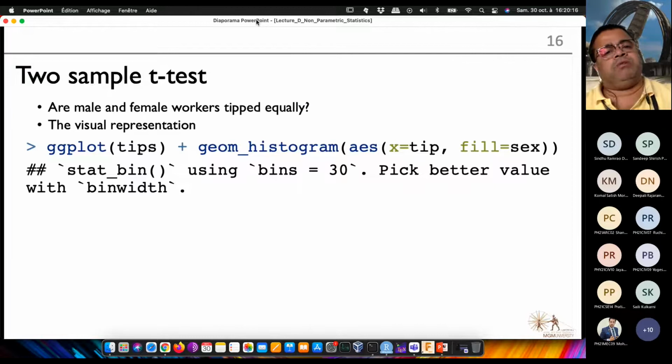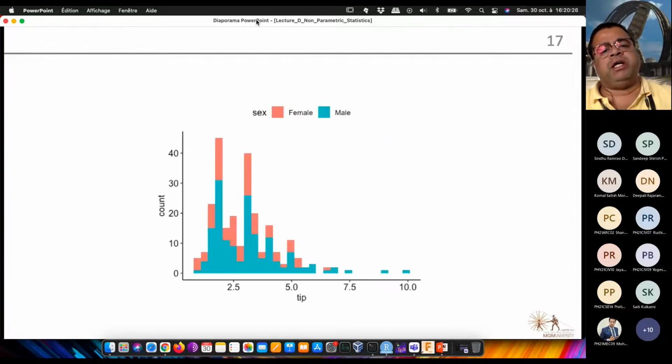Male workers and female workers tipped equally, ये क्वेश्चन करना है. तो फर्स्ट ऑफ ऑल वी विल प्लॉट द हिस्टोग्राम. देखो हिस्टोग्राम प्लॉट में होता क्या है, मुझे ऐसा मिलता है. Now can you tell me what is the interpretation of this histogram? क्या बोलता है ये? Are males getting more tips or females getting more tips?